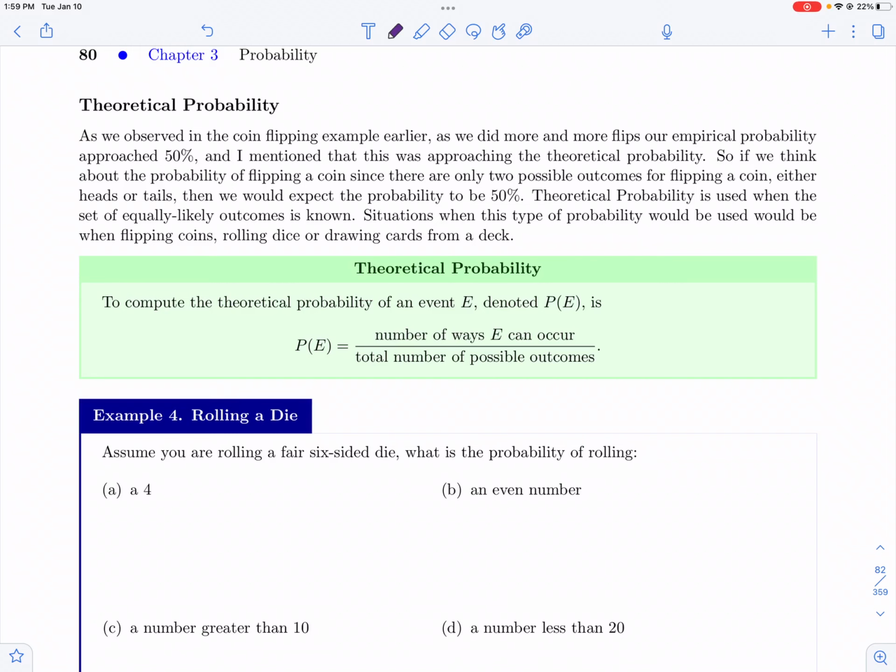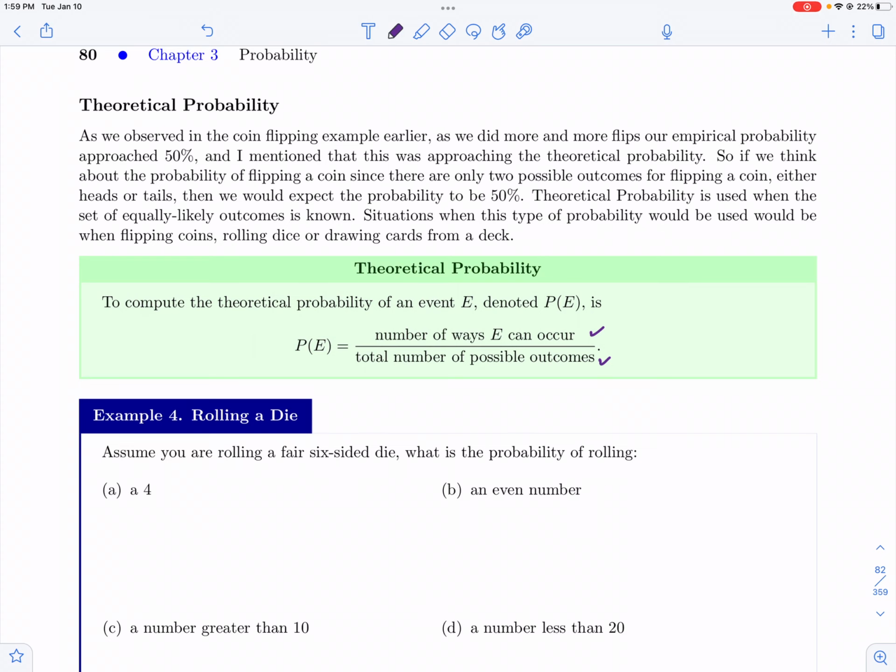All right, so hopefully everybody did fairly well with the empirical probability. So with our theoretical probability, instead of actually doing something, flipping coins, rolling dice, or anything like that, we're just going to observe how many ways our event can occur by counting what all the possibilities are, and then divide that by the total number of all possible outcomes in order to get our different probabilities for these.